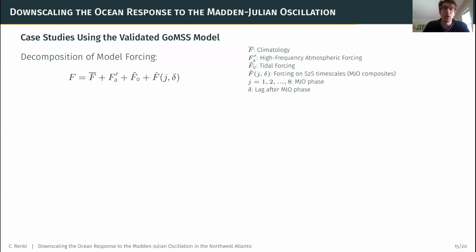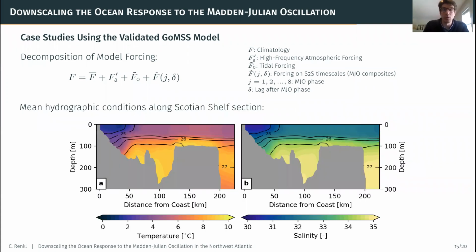And by including or leaving this term out, I can assess the difference to the MJO, or I can look at the sensitivity of the model to this additional forcing on S2S timescales. But before I show that, I quickly want to show you the mean conditions on the Scotian shelf and highlight the importance of including the high frequency atmospheric forcing, the term FA prime.